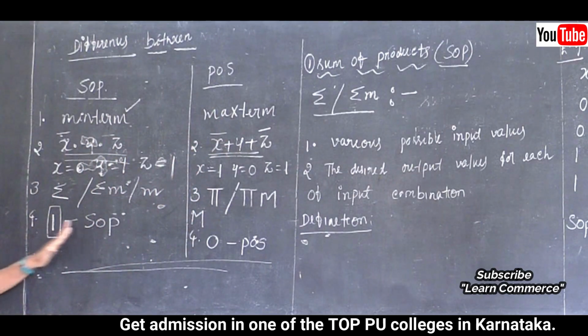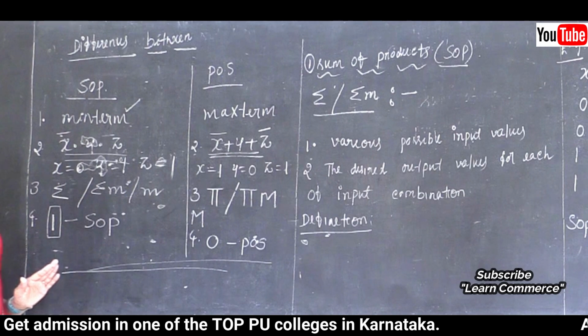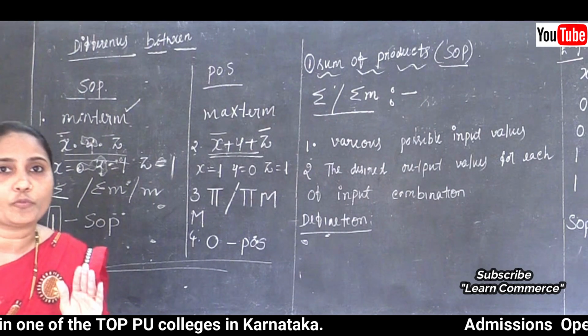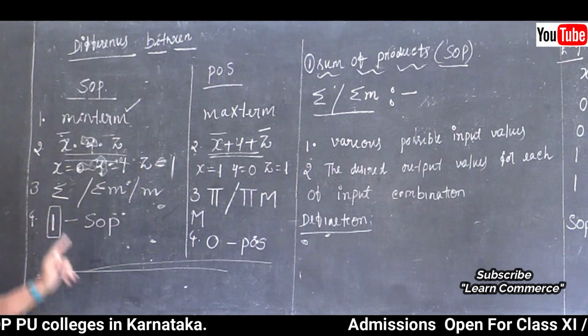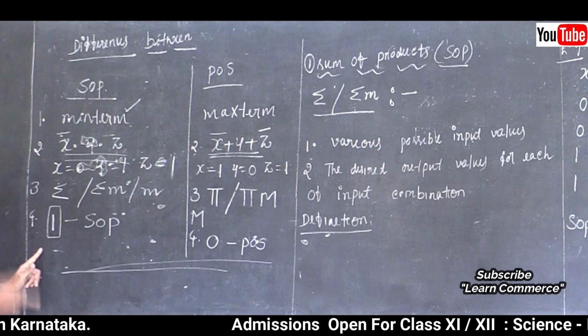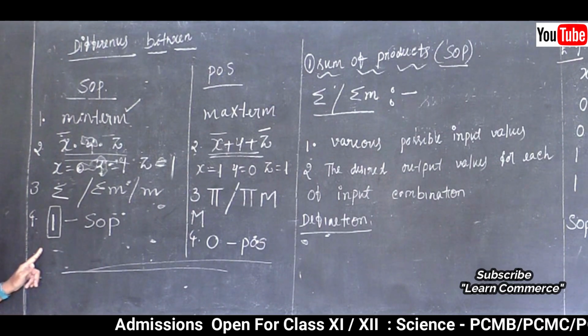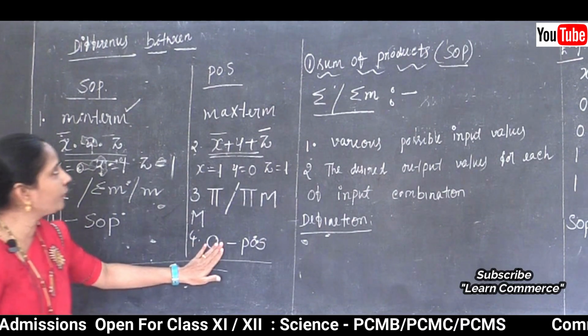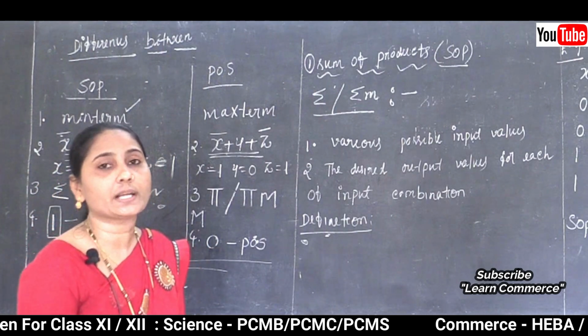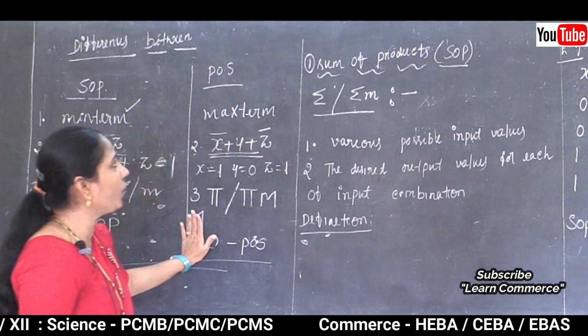And lastly, it is very important to note how the SOP and the POS are formed. In our SOP, binary 1 is considered to form the SOP, but in our POS, binary 0 is considered to form the POS here.